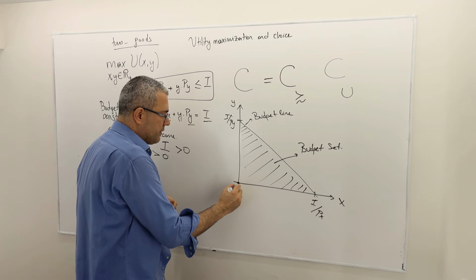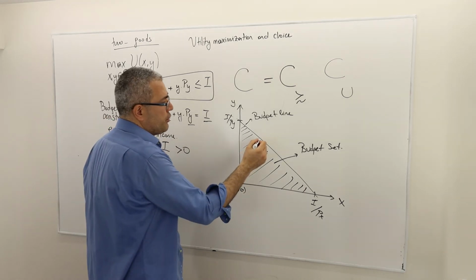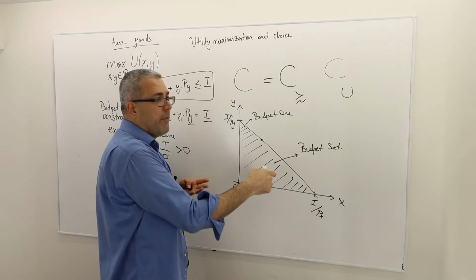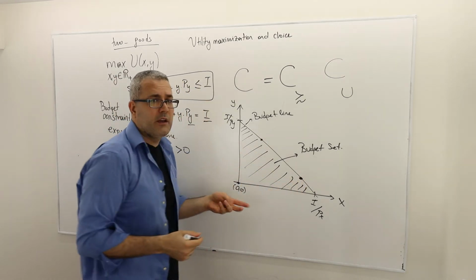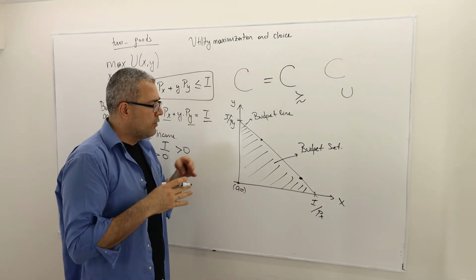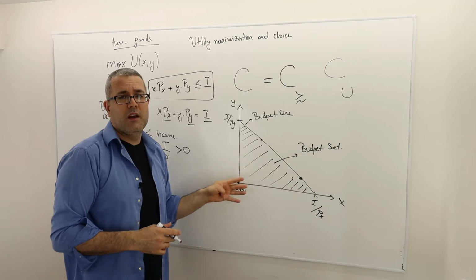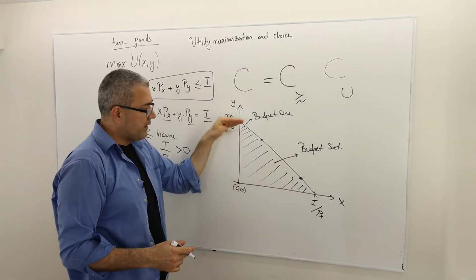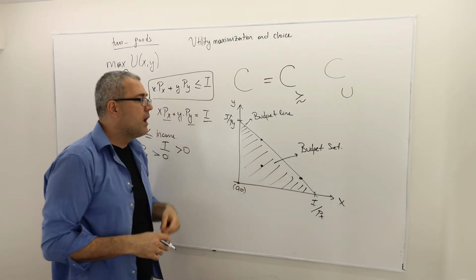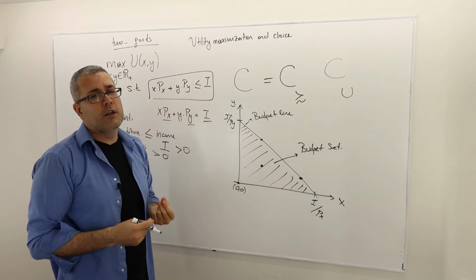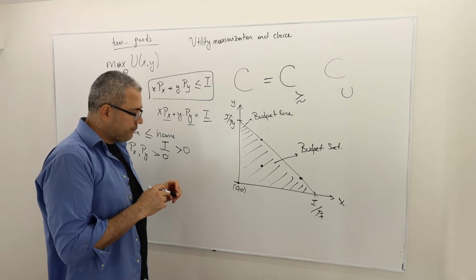Obviously, you can choose 0, 0, meaning consume nothing. Or you can choose something here on the boundary, meaning you spend your entire money, or somewhere here. That also means you spend your entire money, but you can buy different X and Y in these two situations. So there are infinitely many possibilities, obviously. You can also buy something here. The question is, which one are you going to buy? That's a good question.